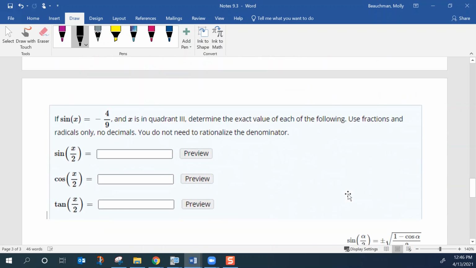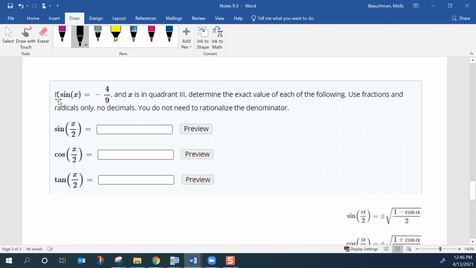All right, last example is what if you know the sine of an angle equals 4/9 and it's in the third quadrant? Determine the exact value of each of the following. Use fractions and radicals only, no decimals. And we don't need to rationalize the denominator. All right, so we're given the sine and that it's in quadrant 3. So we draw our triangle, reference angle. Our angle is going to end up in quadrant 3. So our reference triangle is here. So this would be our reference angle.